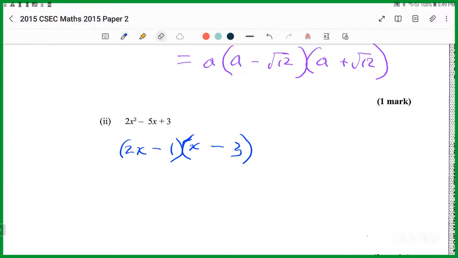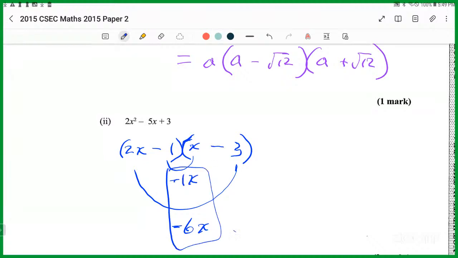Now if I test it, the far product is 2x times minus 3, which is negative 6x, and the near product will be negative 1x. These add to negative 7x, but my middle term is negative 5x. And that's why this will be wrong, even though it's the same values. You have to put them in the correct order. So this will be wrong, because the far product and the near product add to negative 7, and my middle term is negative 5.